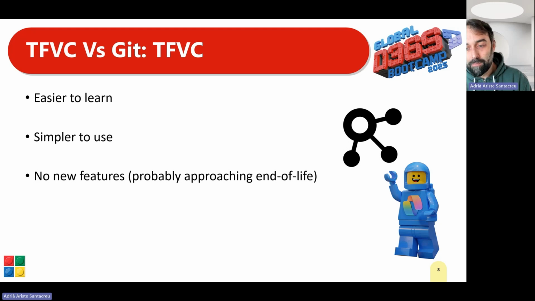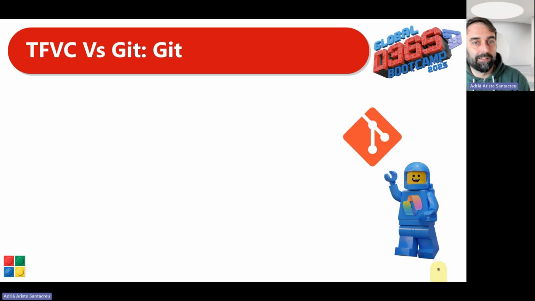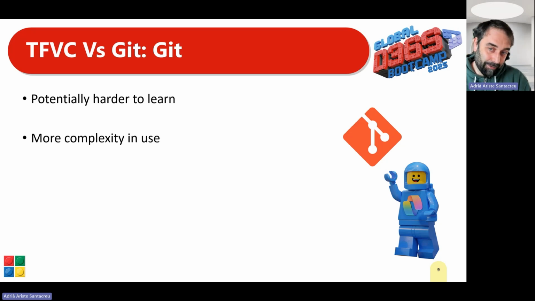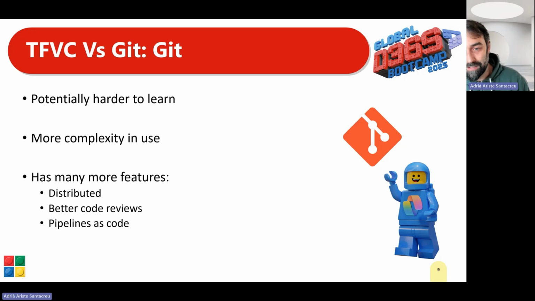But of course, for modern development flows, Git is much better. So if we go to Git, Git has some problems, which are that it's potentially harder to learn, it's more complex, and yeah, it's more complex when you use it. So the flow with TFVC is really easy. So moving code between branches is really easy. And with Git, it can be a bit complicated, but you need to learn it, in my opinion, because it has many more features than TFVC.